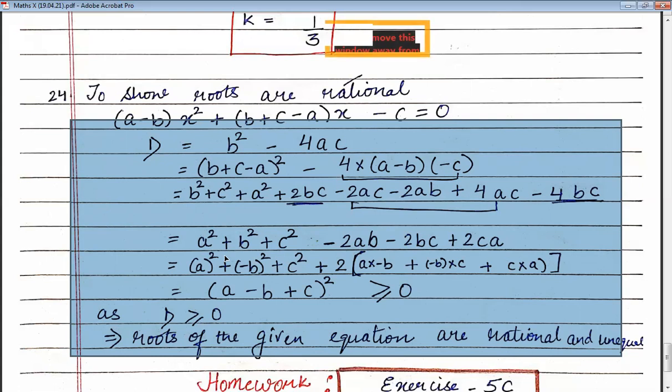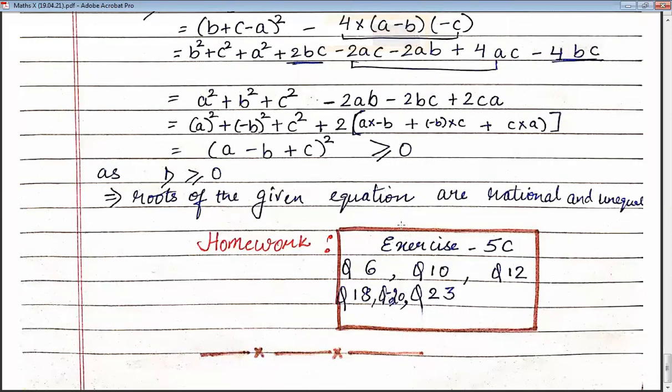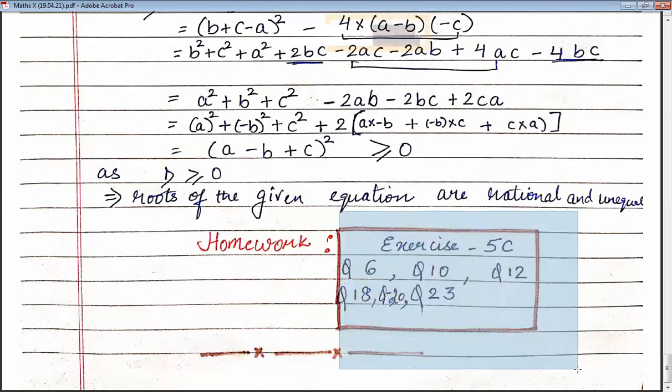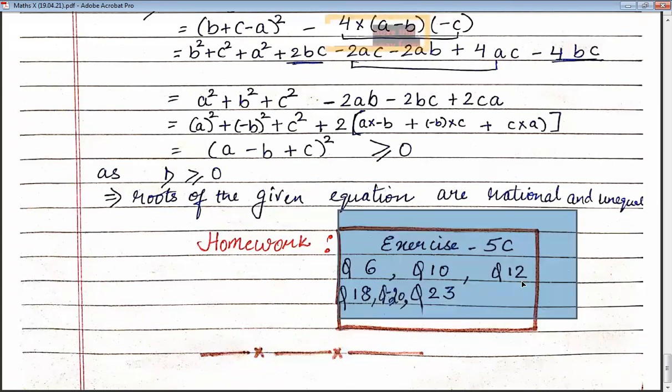Whenever you have a discriminant greater than or equal to 0, you have real roots, rational and unequal. I hope, children, you are clear with this chapter. Now please try these questions as your homework: questions number 6, 10, 12, 18, 20, and 23. Thank you, students.